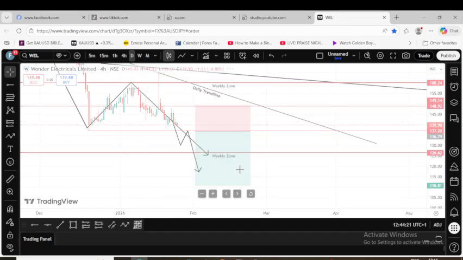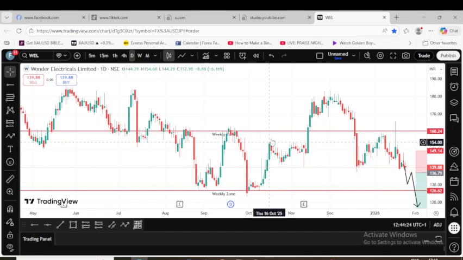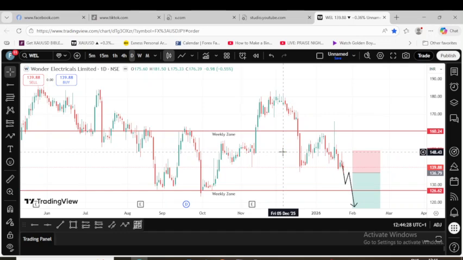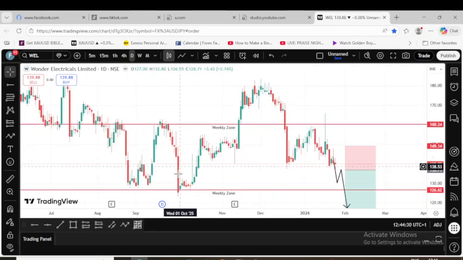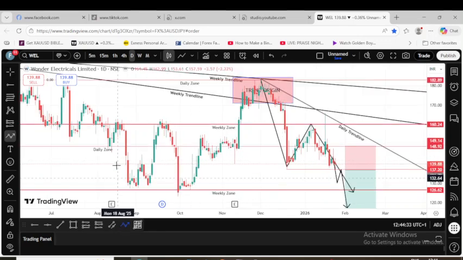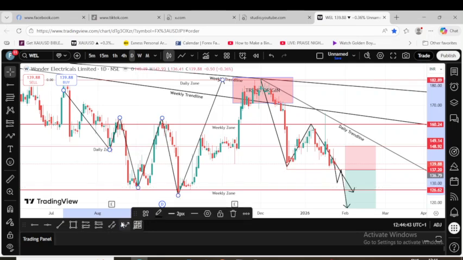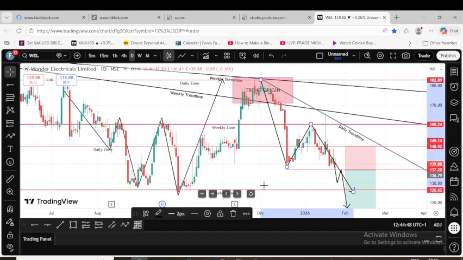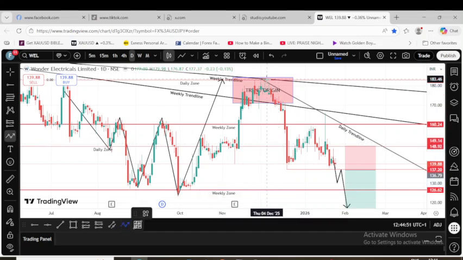Actually, I just realized that I made a mistake just now. Price broke like this. So it's impulsive, correctional, impulsive, correctional, impulsive, then a break of structure. Since there's been a break of structure, we should actually be expecting price to go bullish.